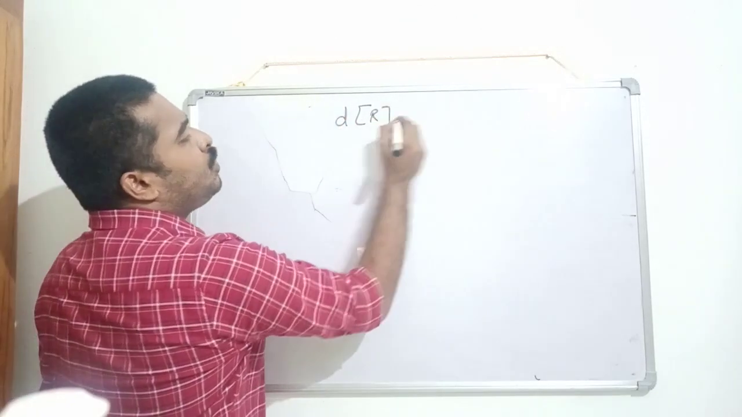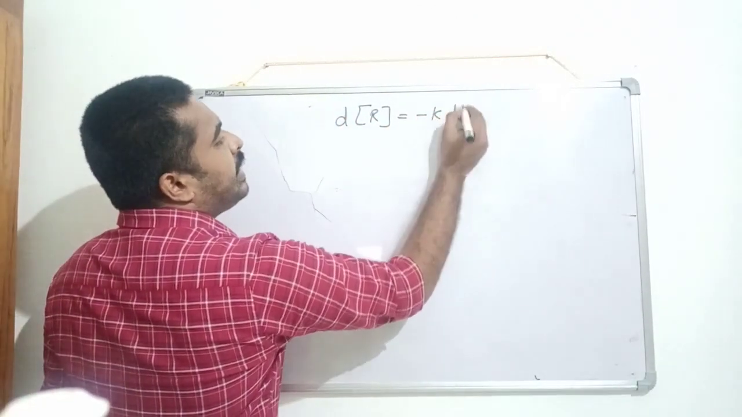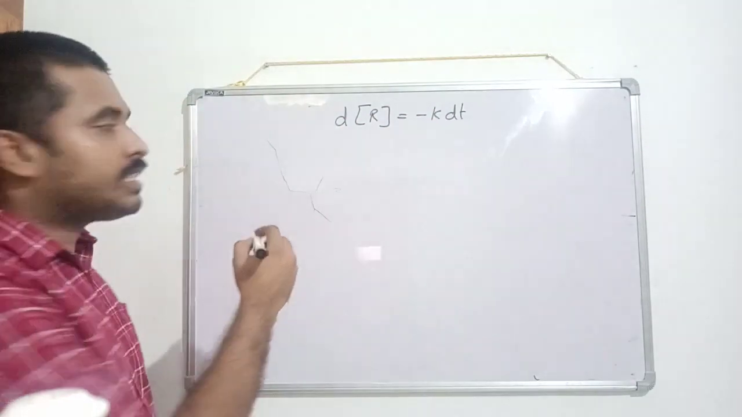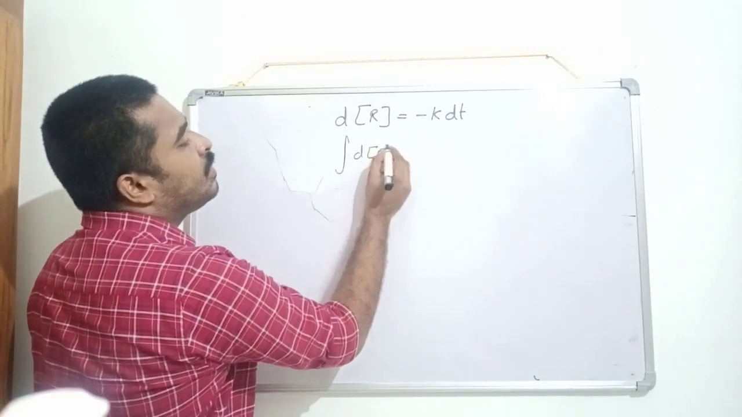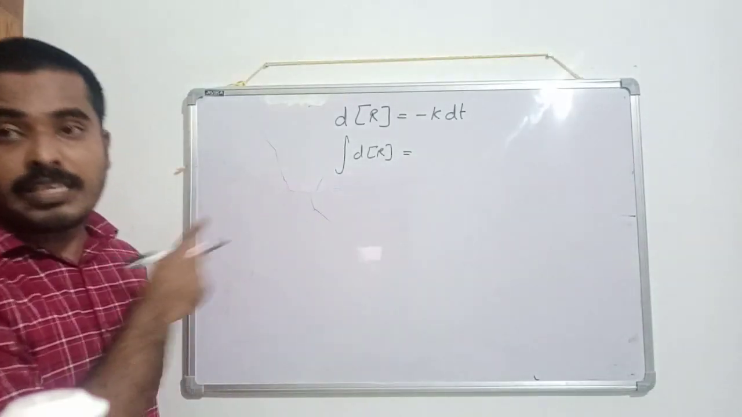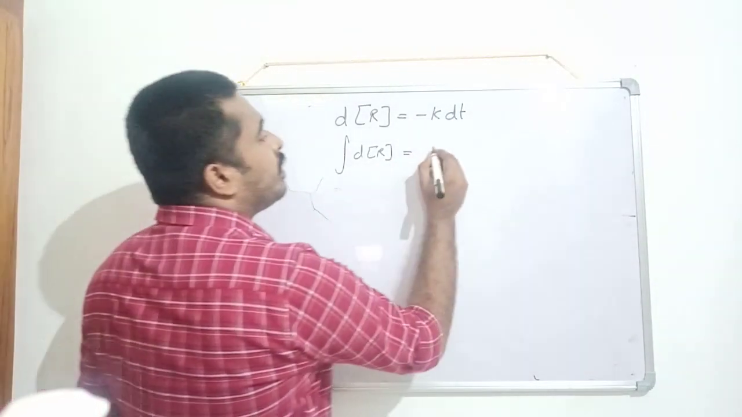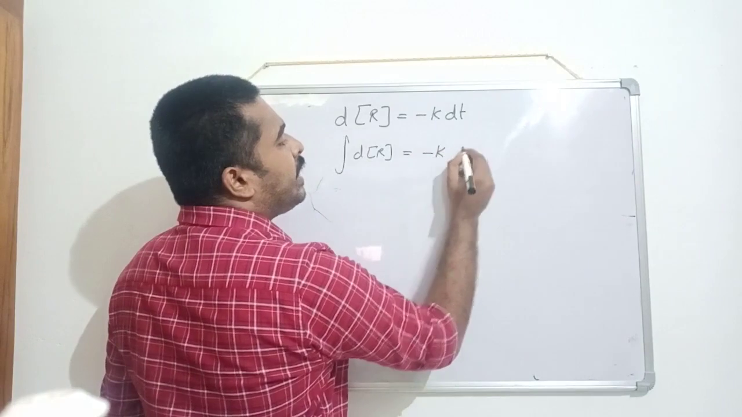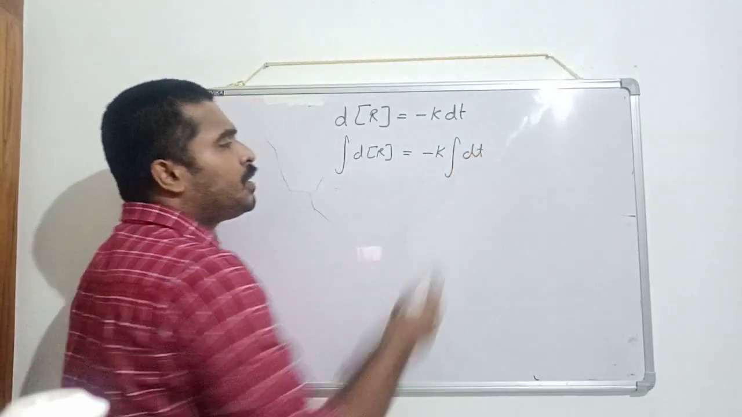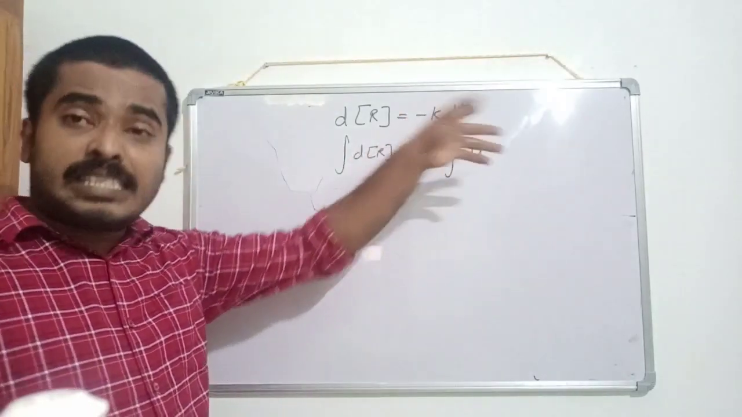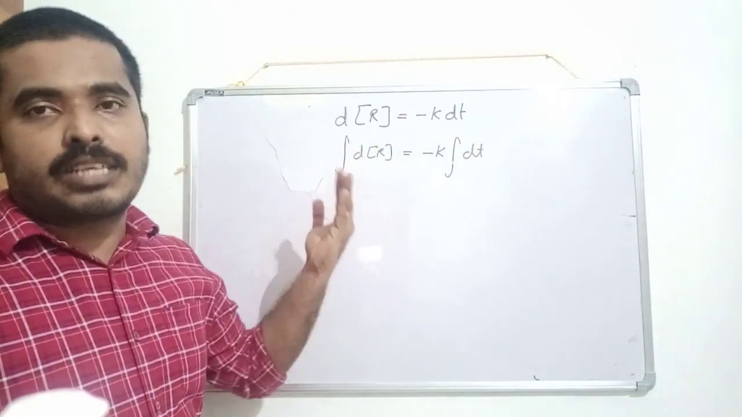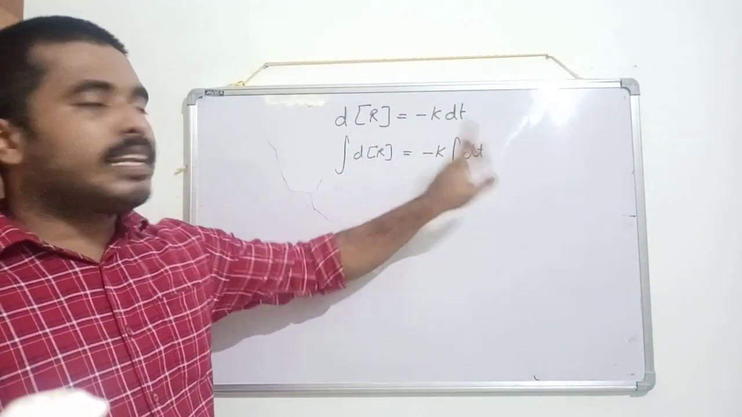dR is equal to minus k dt. We are going to integrate. Integral dR, we need to integrate on both sides. Minus k integral dt, because the negative sign and constant, no need to put it inside the integral, let it come outside. Minus k integral dt.